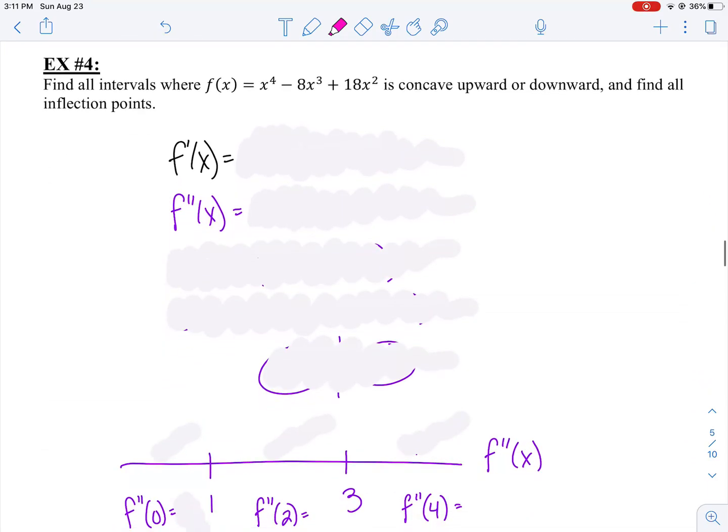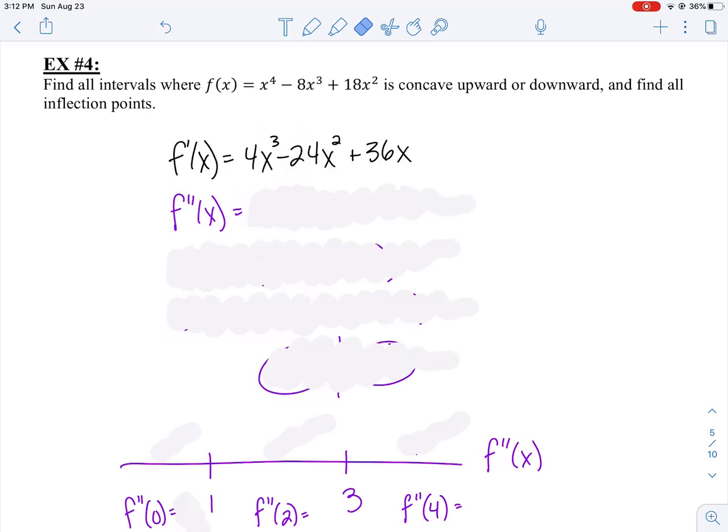Example number 4 asks us to find all intervals where this function is concave up or concave down, and then find any inflection points. Remember, that's if there's a change in concavity. Before we can figure out concave up or concave down, we've got to find the second derivative. That's what's going to help us find our concavity. Obviously, before we find the second derivative, we have to find the first derivative. So pause the video, give me your first derivative and second derivative.